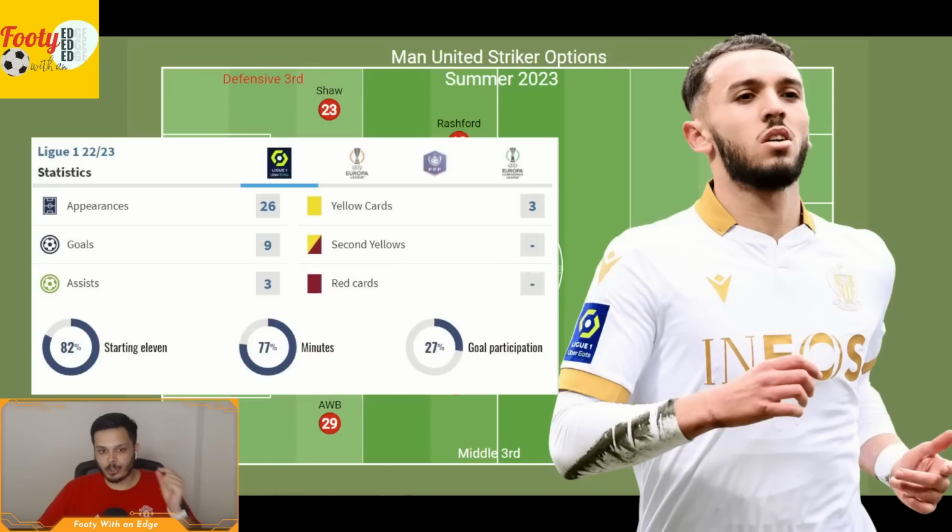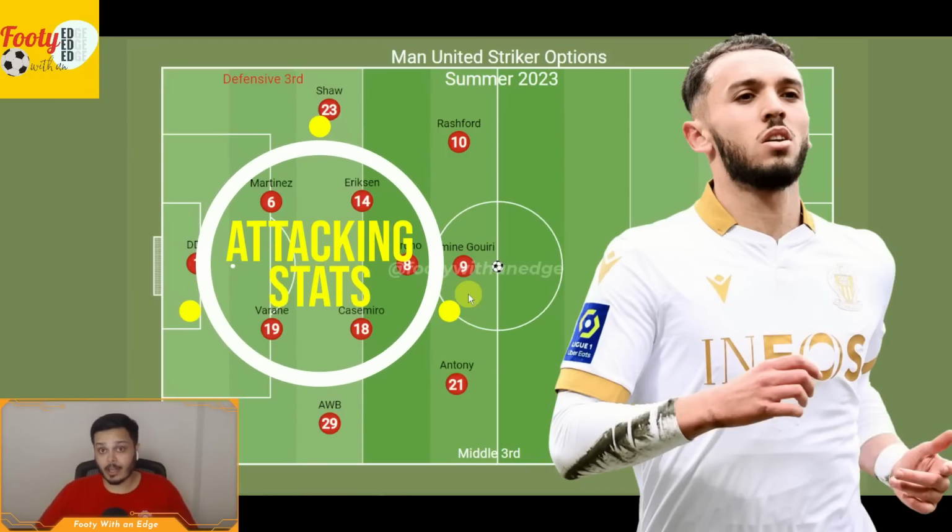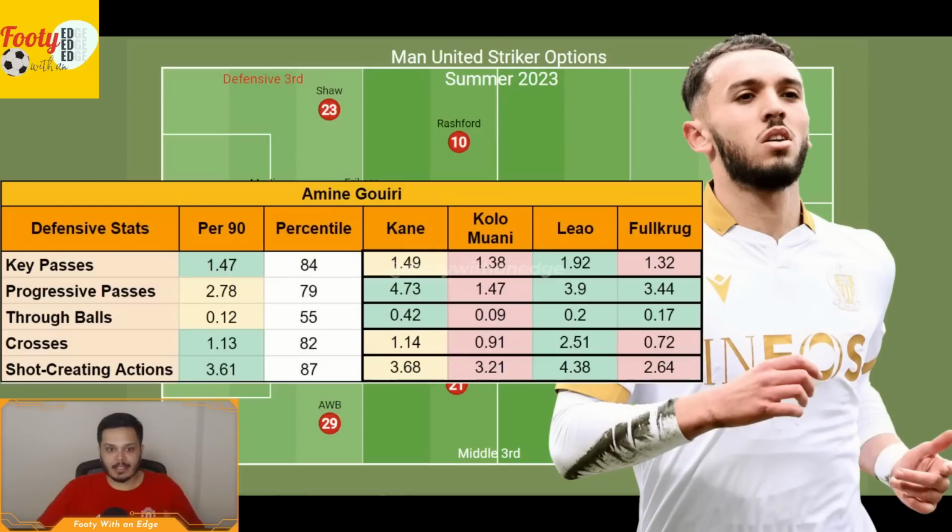He has 9 goals and 2 assists in 23 appearances for Stade Rennais this season and definitely has a very interesting profile for Erik ten Hag and Manchester United. His key passes, crosses, and shot creating actions are pretty close to Harry Kane, while the other stats are lacking a little in comparison. But he's doing these things for a side that's 5th in Ligue 1, which is pretty impressive considering he starts almost every game for them.